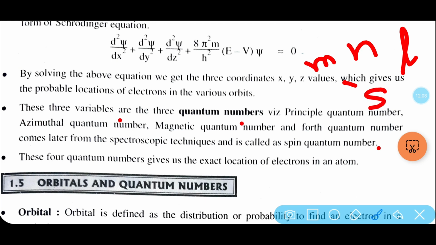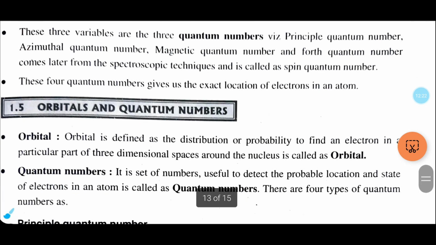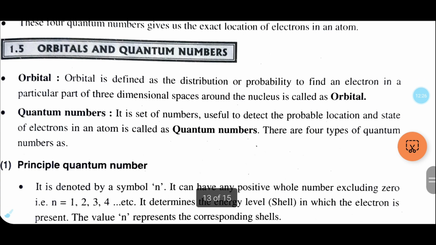These are the symbols for the quantum numbers, and all these quantum numbers together give us the exact location of the electron in the orbit. So, quantum numbers are very important to explain the position of the electron in the orbit. Now, let us see what orbital and quantum number are in brief.